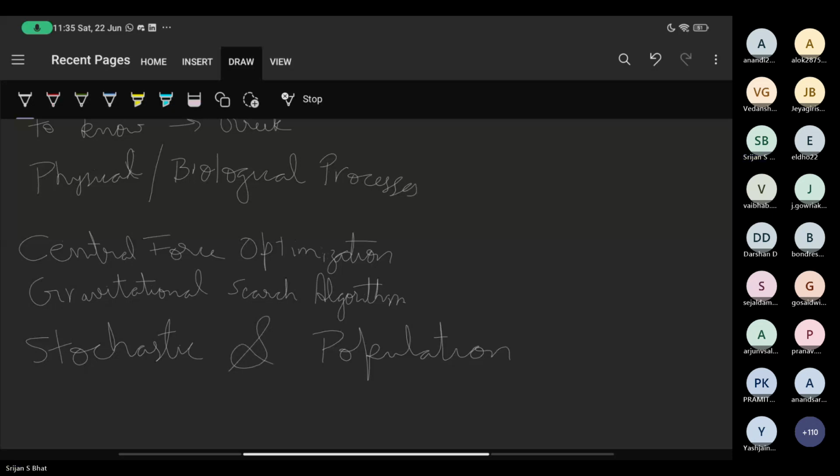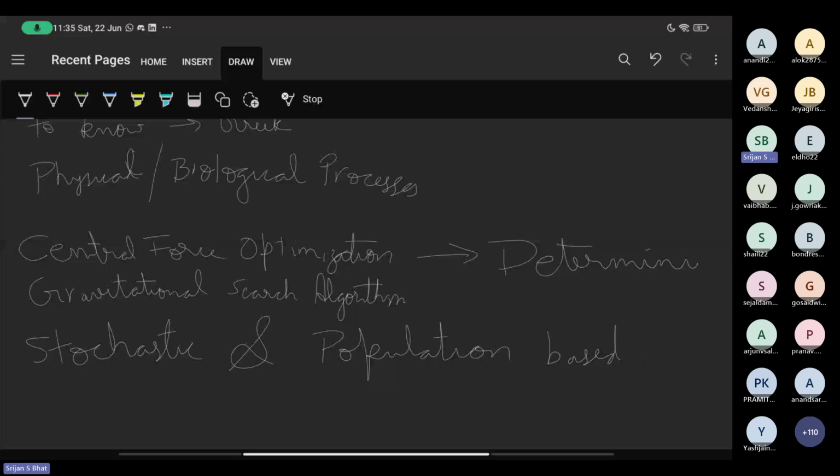But this is a deterministic algorithm. Both these algorithms are based on Newton's law of gravitation. I hope everyone knows what Newton's law of gravitation is. So what are population-based algorithms? Stochastic and deterministic I have already told about. Population-based, say in an n-dimensional space. I've been using a lot of n-dimensional space. Think of it as three-dimensional space.